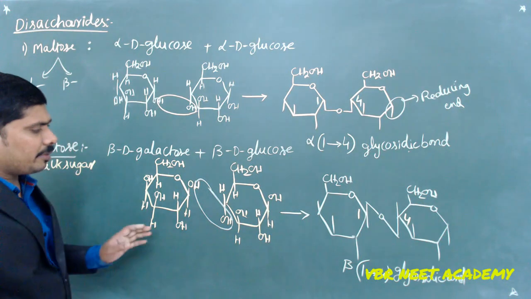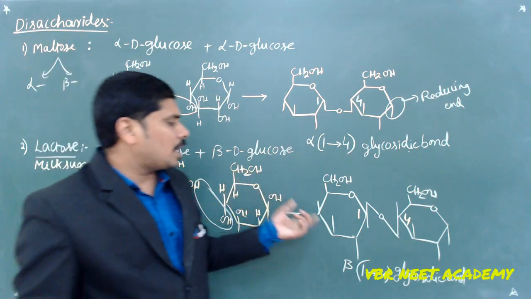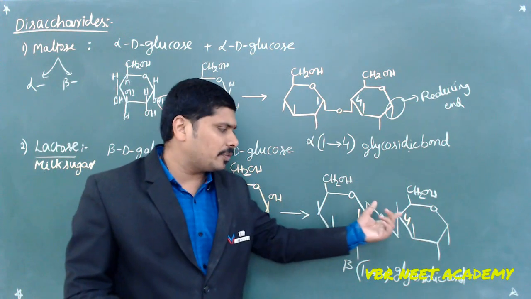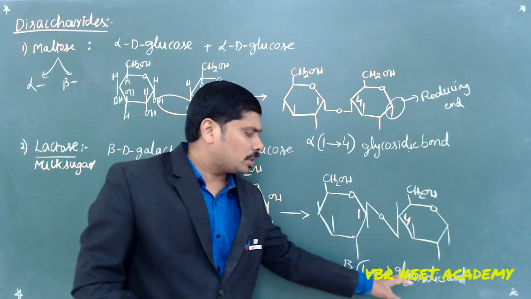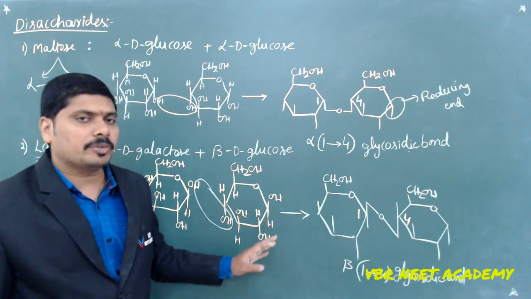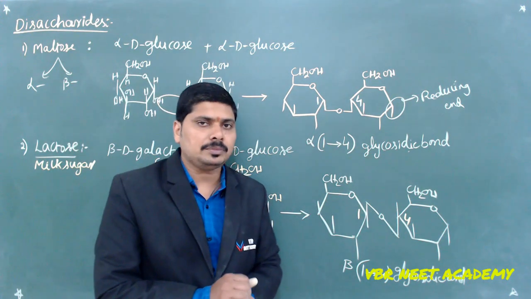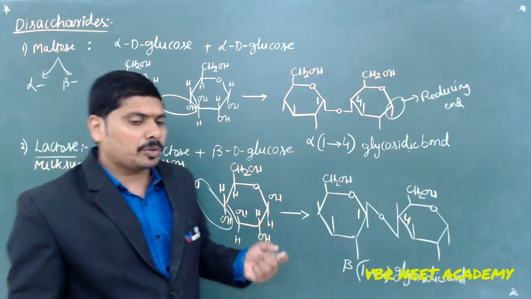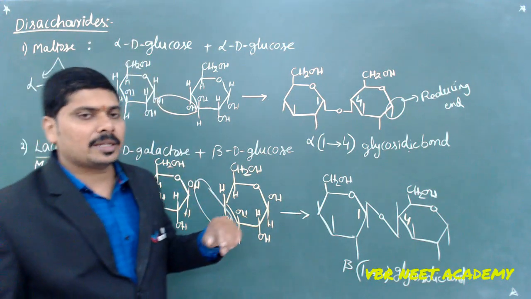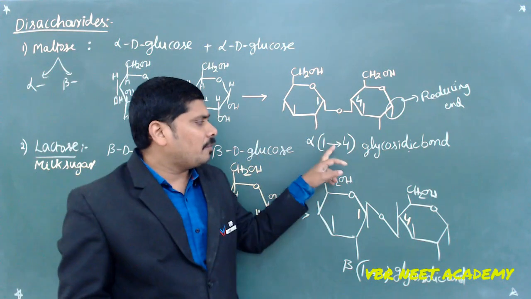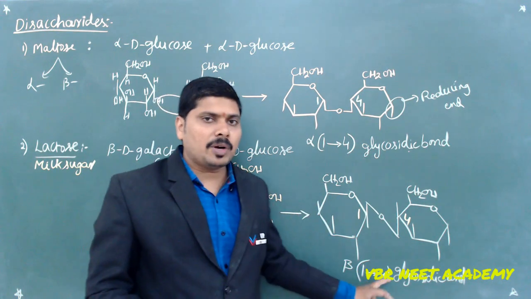What linkage are we going to have here? Beta 1,4 glycosidic bond. How are we going to give the name? Based on what configuration of the galactose, what configuration of the glucose, and how they are linking: beta 1,4 glycosidic bond. That's the bond we are going to give for the two carbohydrates we are having. Understand? Now, when we call a particular compound, say for example maltose, what can I call it? Alpha 1,4 glucoside. This is going to be called beta 1,4 glucoside.